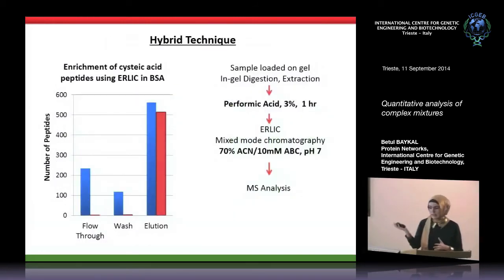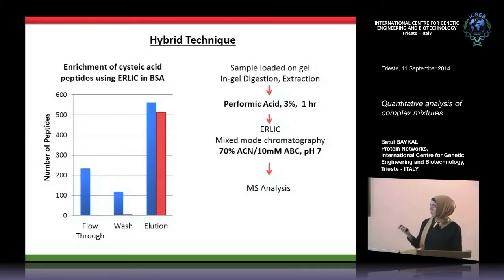So this is the last version of the technique. As you can see, it's very short, and we only have 3 fractions, so we have enough time to analyze all of the samples, so we're not actually losing any peptides or any proteins in the previous steps. So I start with sample loading on the gel, and I'm doing the in-gel digestion, and then I'm doing the performic acid treatment for 1 hour, and I'm doing the mixed mode chromatography that I do on the pipette tip, and then we go for MS analysis.